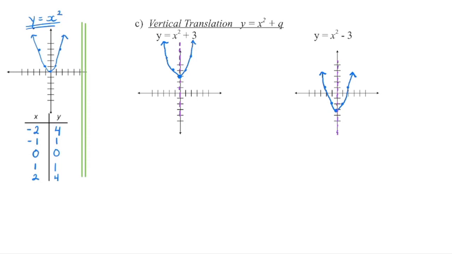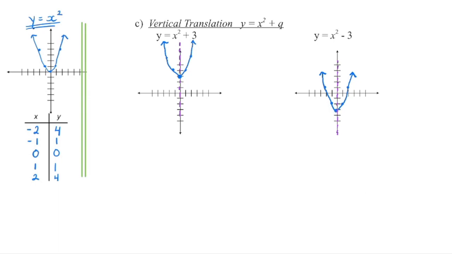So in terms of Q, go back to the parent function, and we can see that all three of these graphs have the same shape. The difference is the position of the graph. My origin in my parent graph is at 0, 0. Here we can see it's moved up to 3. Here we can see it's moved down to negative 3.